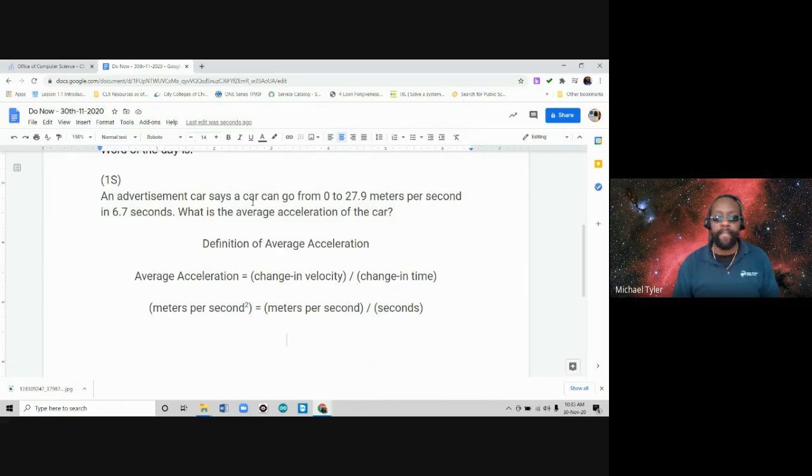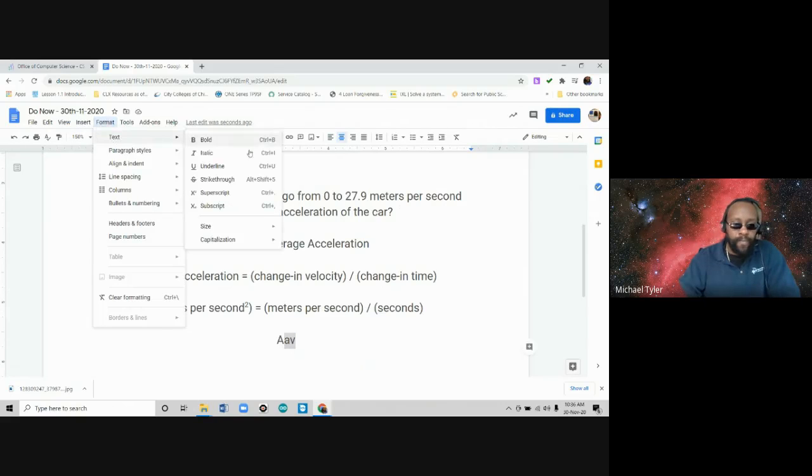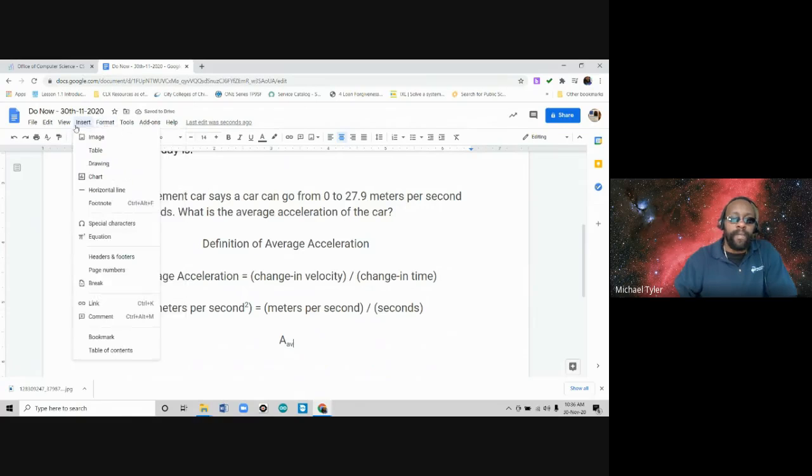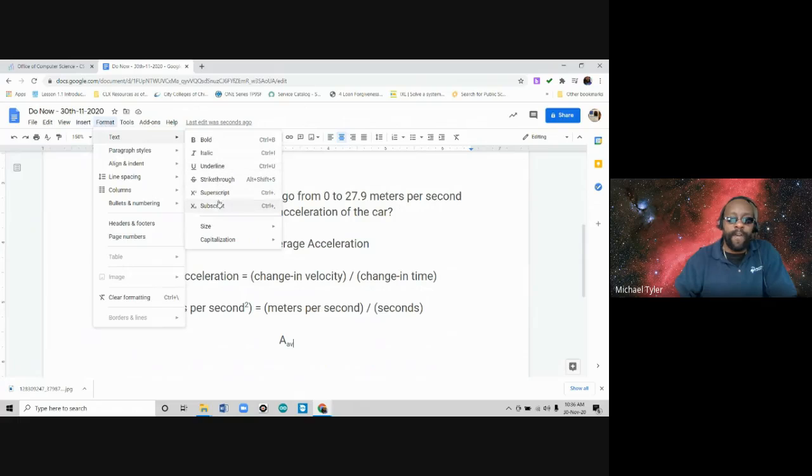All right. So what is the mathematical definition of this? The shorthand version, in case you have to do algebra and manipulate it. You're going to write it the way I write it because it's the mathematical version. So it's going to be capital A, and then lowercase av. This is for average acceleration. I'm going to take the av portion and subscript it. Just like that.